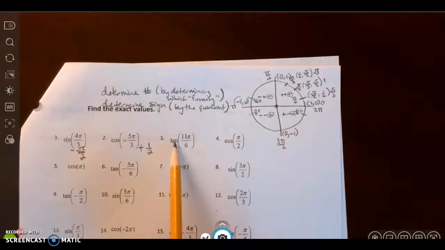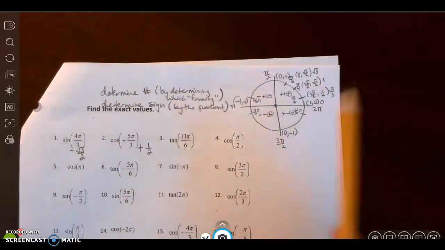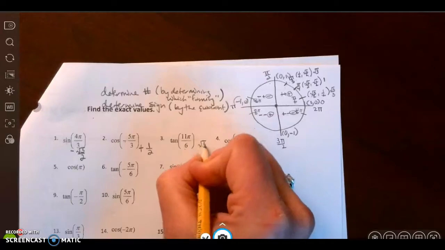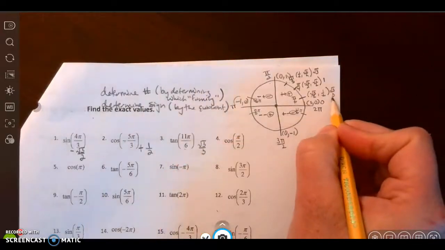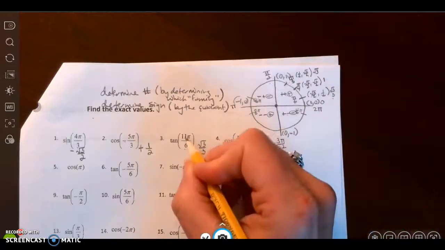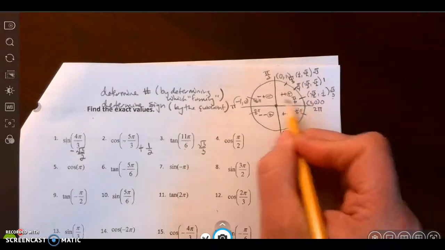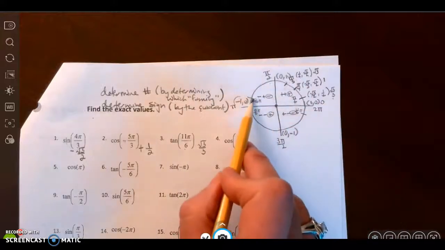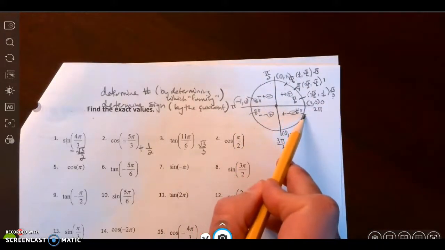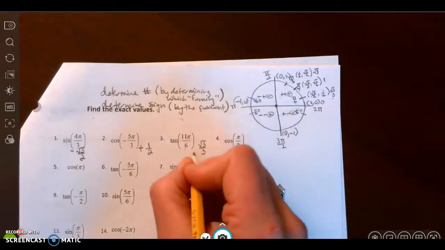All right, tangent of 11 pi over 6. So 11 pi over 6 is part of the pi over 6 family. Tangent has got to be square root of 3 over 3. I know that part. That's the number part. Now I have to figure out the sign. Where is 11 pi over 6? This is 1 pi over 6. This is 5 pi over 6. Diagonally would be 11 pi over 6. So I'm in this quadrant where tangent is negative.